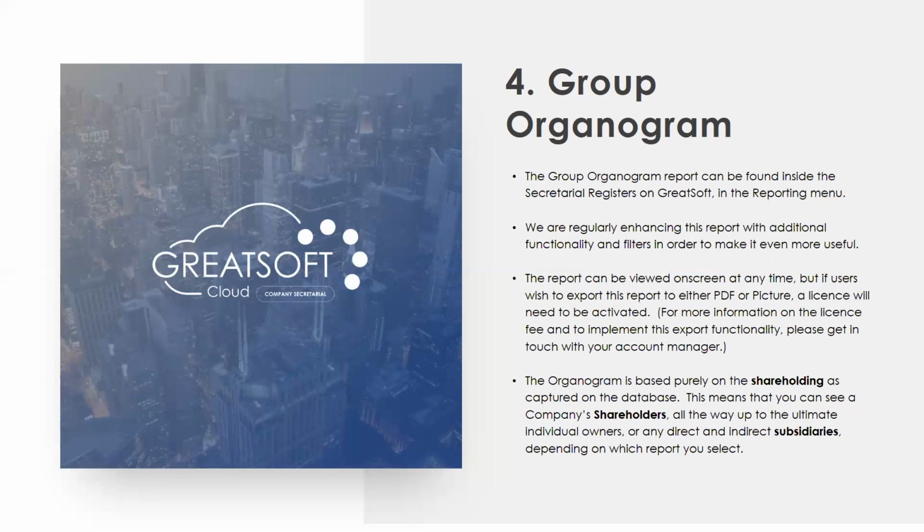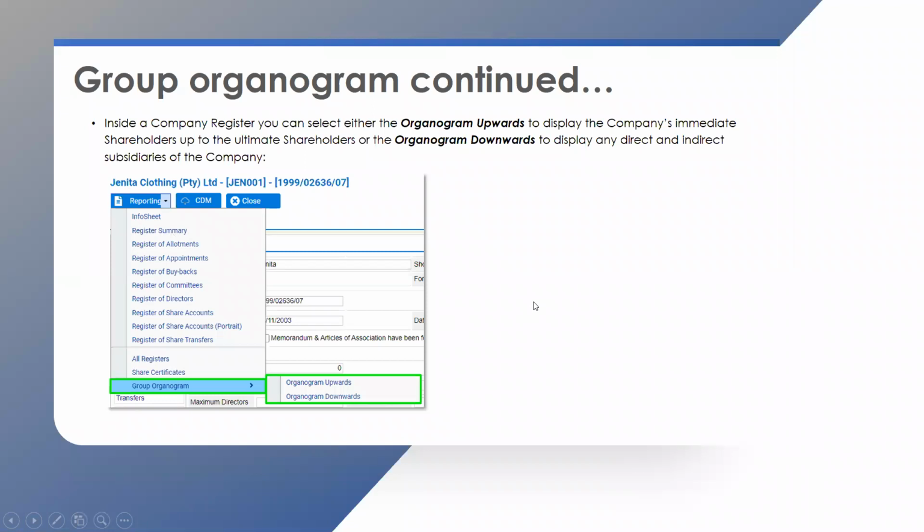With each update that we release, we try to add to this group organogram and enhance it even further, perhaps by adding filters or additional functionality within the report itself. The last item of today's agenda is what's coming in the next update, and there is an item there that relates to the group organogram, which I'll show you shortly. In the meantime, I'll show you how the report can be accessed.